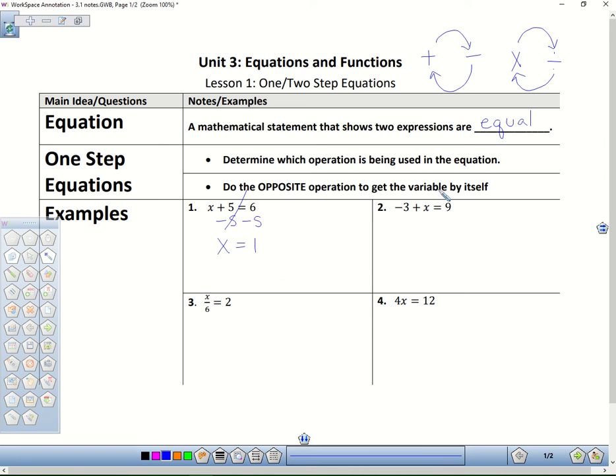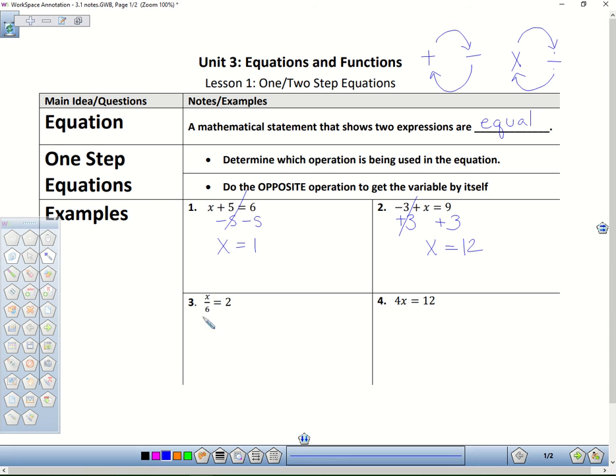All right, so let's try number 2. We have a negative 3 here. So what reverses subtraction in math? Addition. Good. So I add 3 on both sides, which gives me x equals 12.